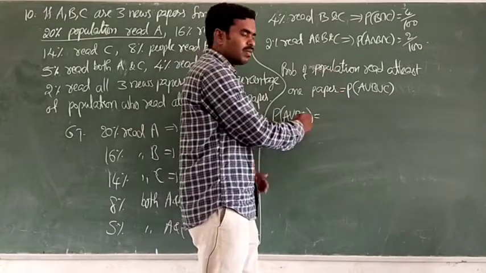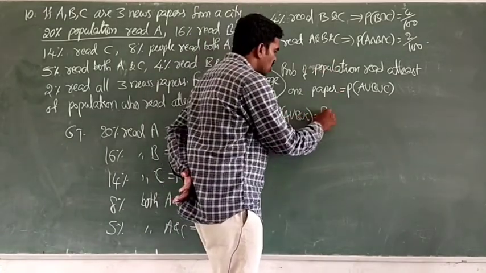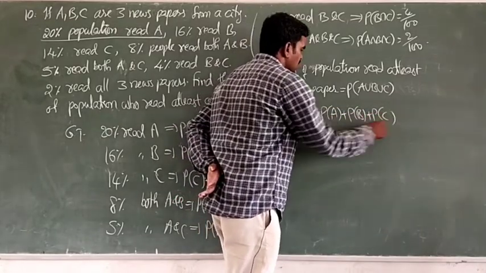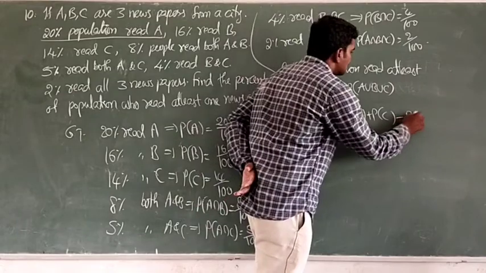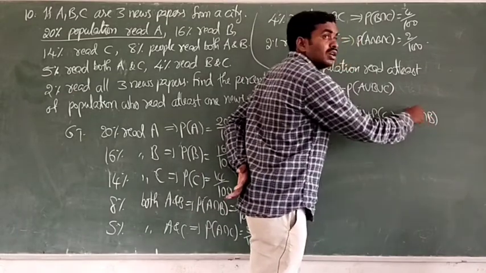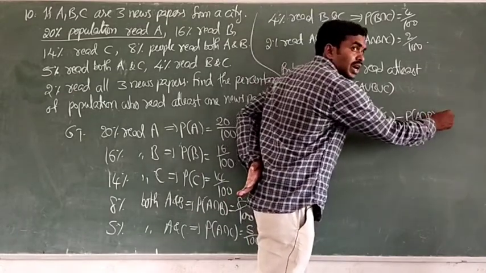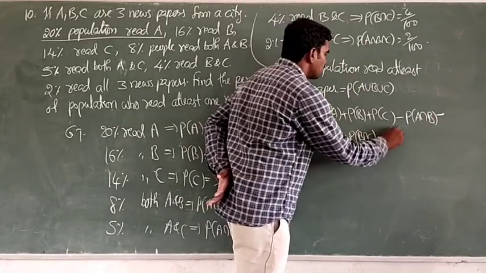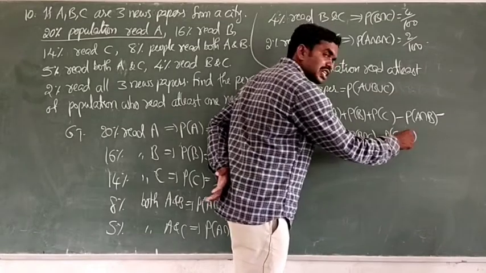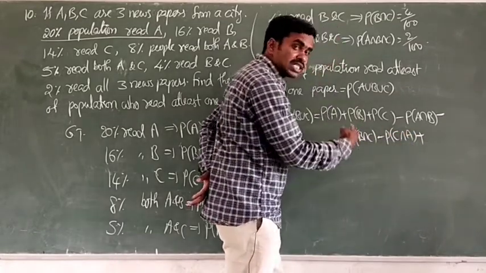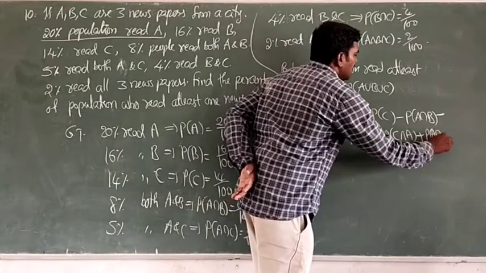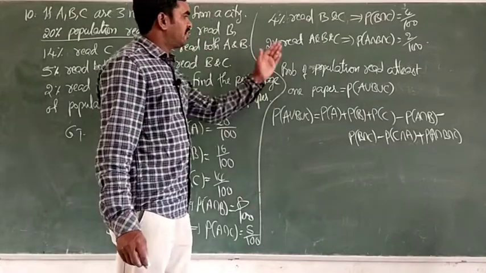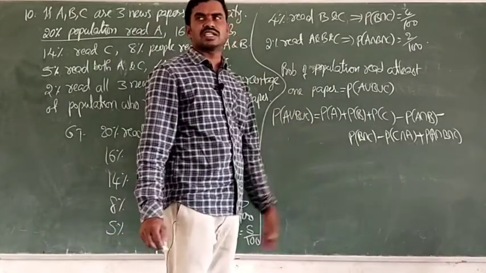So there is one more formula, that is P of A union B union C is equal to P of A plus P of B plus P of C, 3 are there, and minus P of A intersection B, minus P of B intersection C, minus P of C intersection A, and finally plus P of A intersection B intersection C. Each and every piece of information is there, just substitute and simplify, we get the answer, that's it.